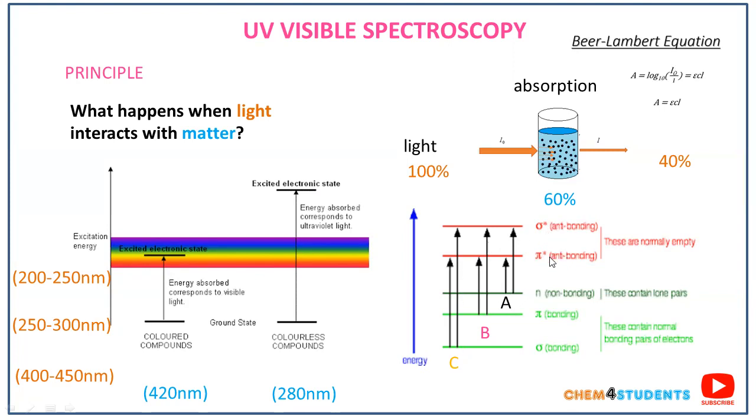These are the higher energy levels, that is pi star and sigma star. At this state they are empty; there are no electrons present at this level. And the important thing here is that energy is inversely proportional to lambda. So if C is taking more energy, it requires less wavelength, and A is taking less energy, so it requires more wavelength. This is the important relation between energy and wavelength.